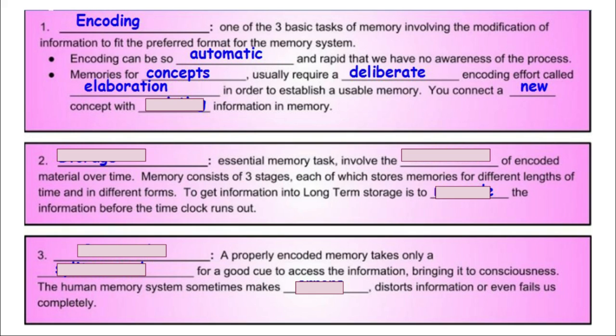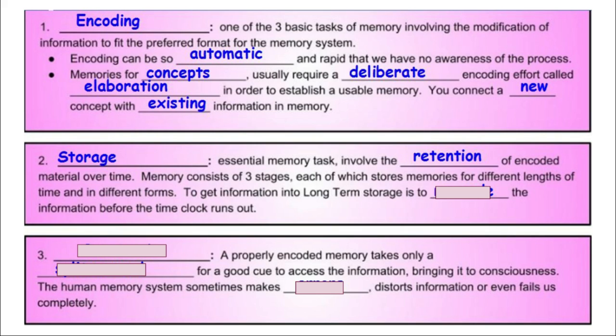The whole idea of elaboration is taking a new concept and trying to relate it to some existing information in our memory. So if we have an understanding of certain vocabulary terms, and understanding maybe the synonym of that, or even the prefix or the suffix, we can kind of make sense of some of this new stuff. Storage is essentially a memory task that involves the retention of encoded material over time.